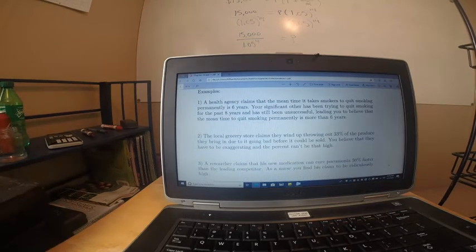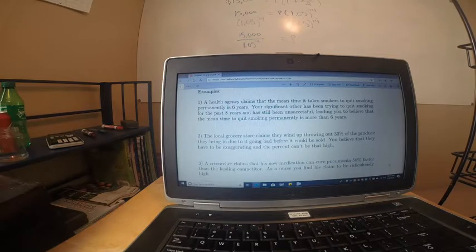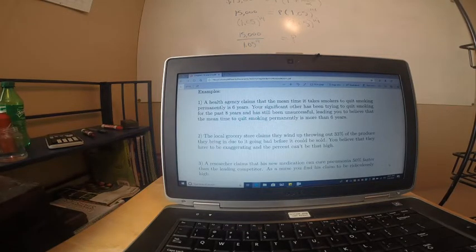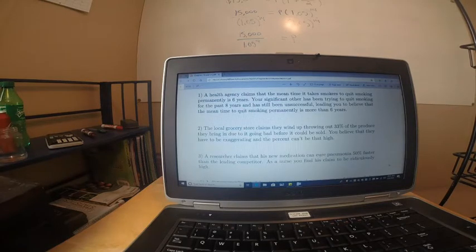The examples are simply questions that we could answer or have the potential to answer with hypothesis testing. So first example says a health agency claims that the mean time it takes smokers to quit smoking permanently is 6 years. Your significant other has been trying to quit smoking for the past 8 years and has still been unsuccessful, leading you to believe that the mean time to quit smoking permanently is more than 6 years. You could test that with hypothesis testing.